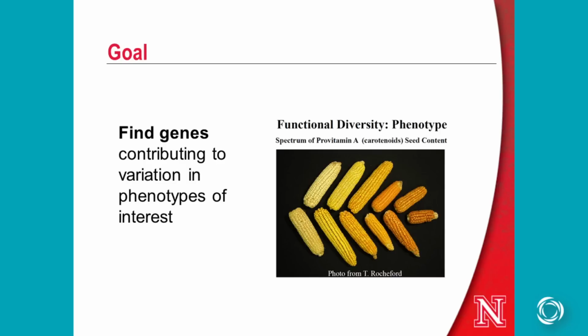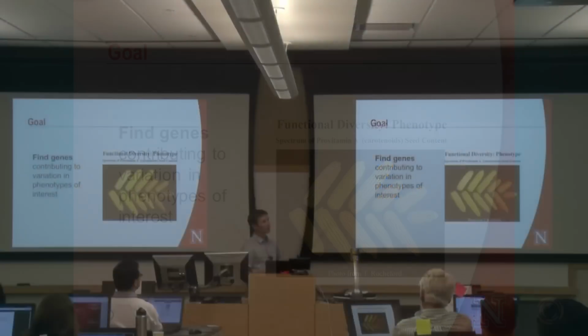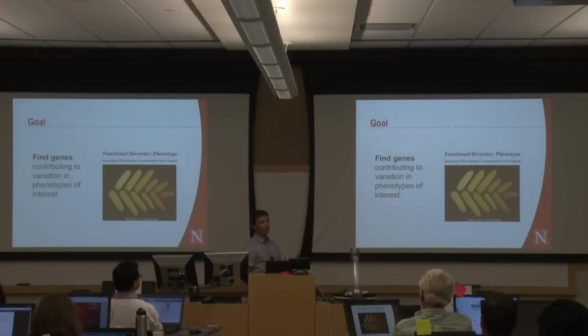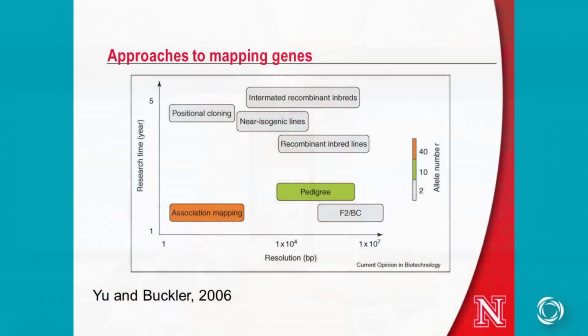How many loci are there controlling the variation for my quantitative trait? What is the distribution of allele frequencies at those loci? Do they interact with each other? What is the distribution of effect sizes, and so forth? Are there lots and lots of small effect genes, or are there relatively few large effect genes underlying the variation for that trait?